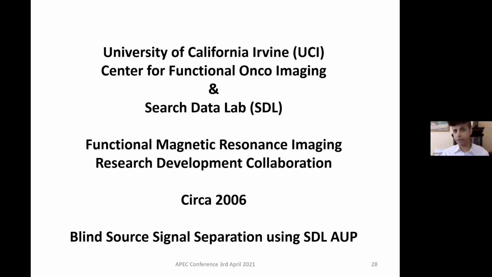It was fMRI imaging, and what they were working with was EEG, electroencephalogram, and what an EEG does. Let me just stay on this slide for a moment.